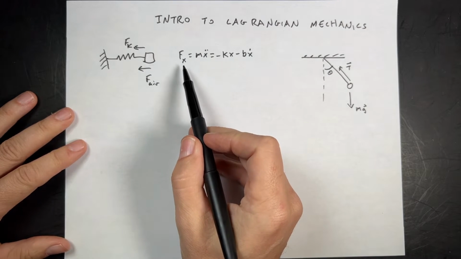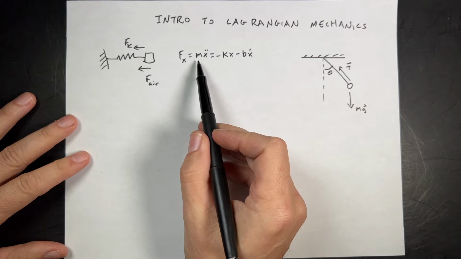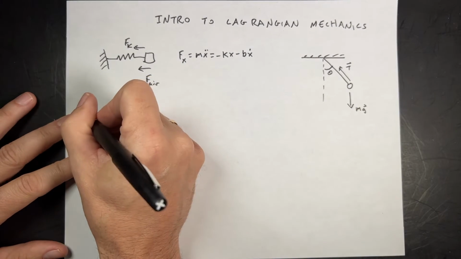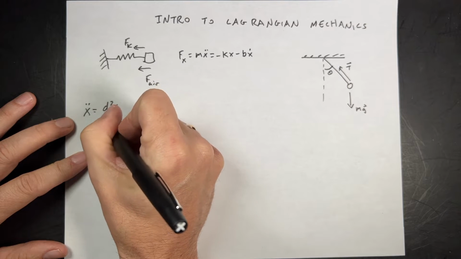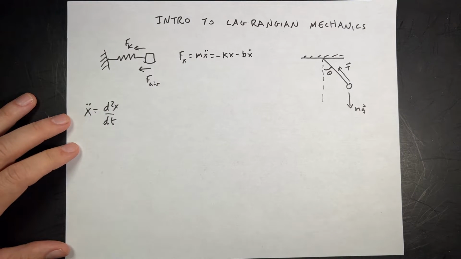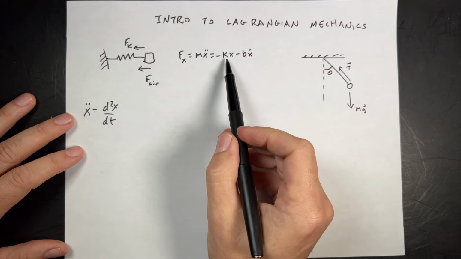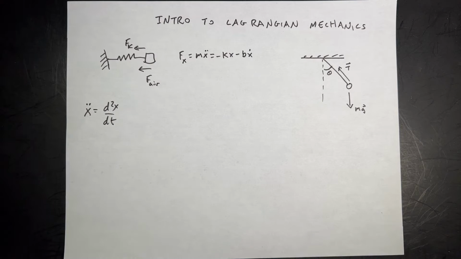So in the x direction, I can write Newton's second law as the net force is mass times the acceleration. Just a quick note, x double dot is the second derivative of x with respect to time. That's how we're going to write that. And so there's my spring force, negative kx, and my drag force, negative bx dot.